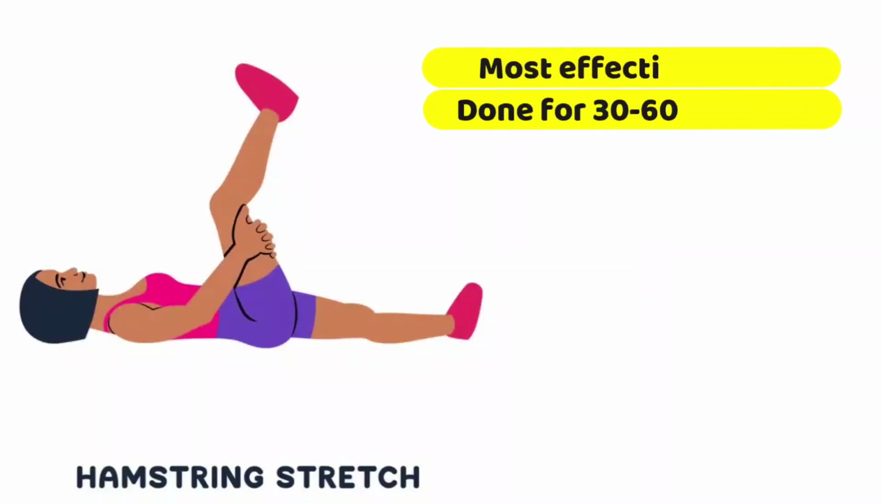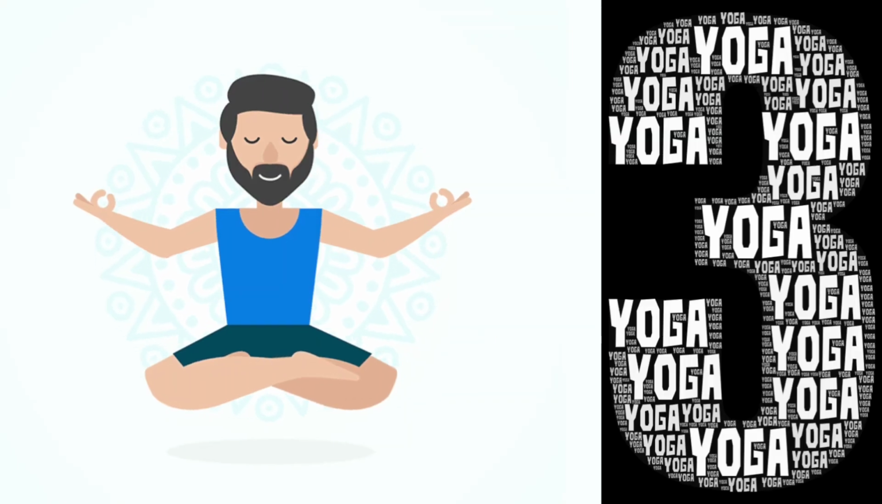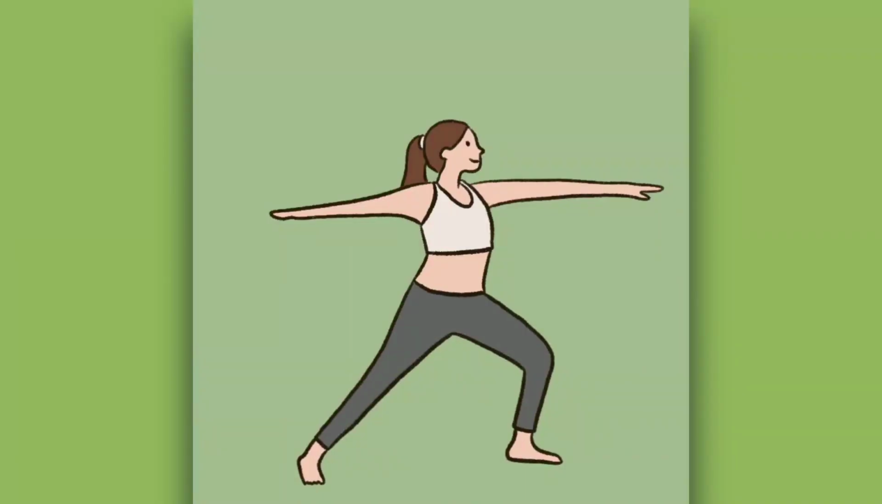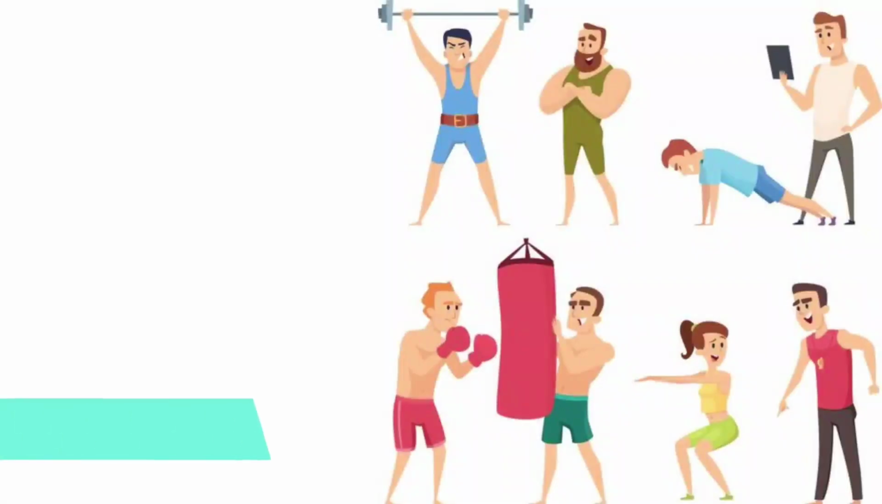This stretch is usually gentle on the lower back as it places minimal stress on the low back and the body is supported while you are lying down. So hamstring stretches have been shown to be most effective when done for a duration of about 30 to 60 seconds. Third is yoga. If your back pain doesn't go away in 3 months, you may try yoga as well. Just make sure that you get expert instruction so you don't hurt yourself while doing yoga improperly.